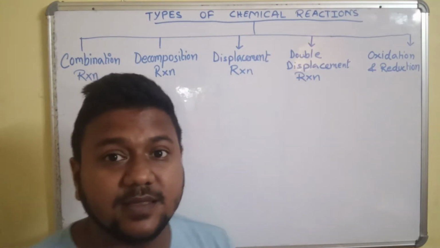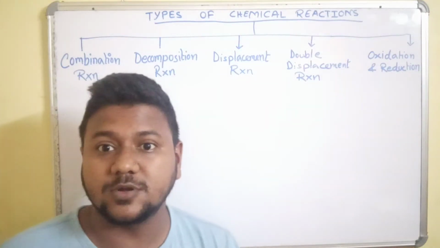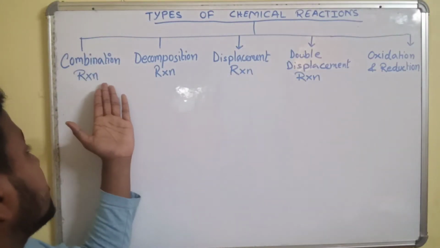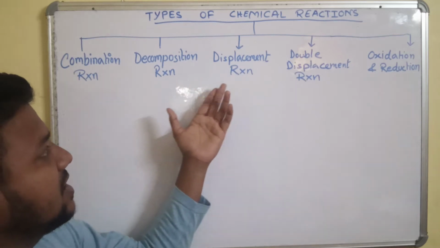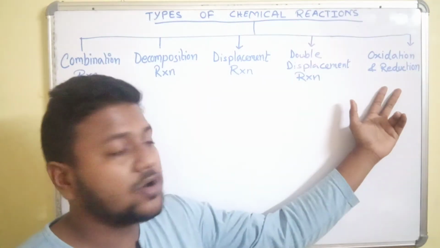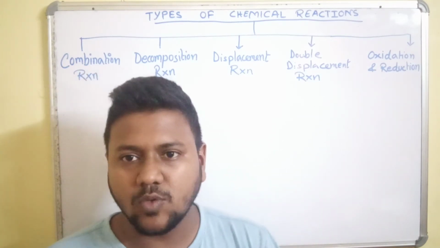As we know, there are five main types of chemical reactions that we will be discussing in this chapter of your CBSE curriculum. The first is the combination reaction, then decomposition reaction, displacement reaction, double displacement reaction, and oxidation and reduction reactions. So we are going to discuss them one by one.